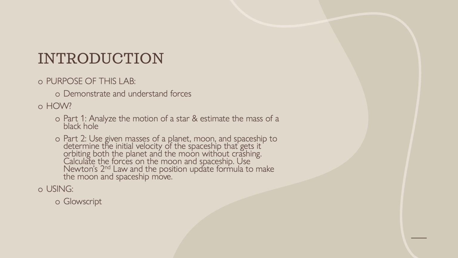The purpose of this lab is to demonstrate and understand the forces acting on objects, and we did this through two different parts. In the first part, we analyzed the motion of a star and then estimated the mass of a black hole. In the second part of this lab, we used given masses of a planet, a moon, and a spaceship to determine the initial velocity of the spaceship that will get it to orbit both the planet and the moon without crashing. Then we calculated the forces on the moon and the spaceship and used Newton's second law and the position update formula to make the moon and spaceship move. And we did all of this using GlowScript.